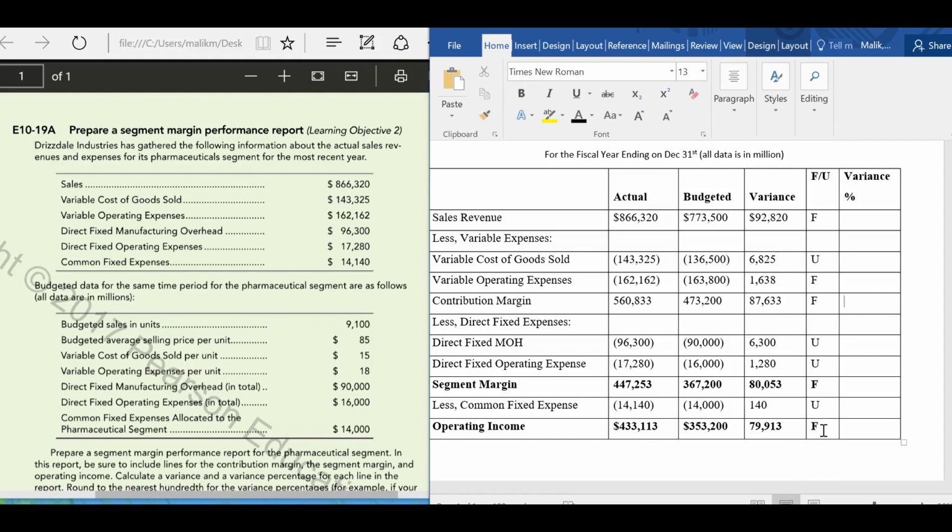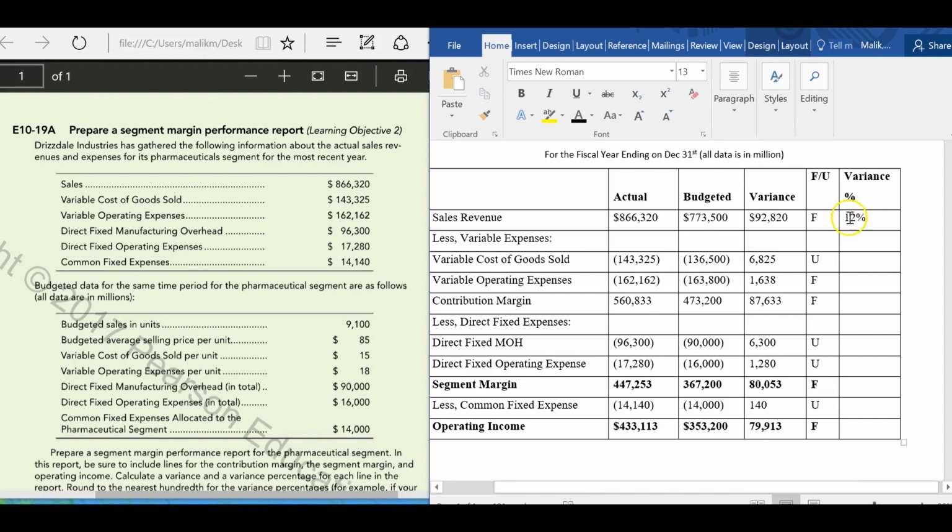Now we're gonna do the variance percentage. How can you do the percentage? Percentage is very simple. We will just express this variance in terms of these budgeted numbers. So for example, for sales revenue, our variance is 92,820. Now I'll divide it by our budgeted numbers, and this is how I'll express it as a percentage of the budgeted number. So let's do it. 92,820 divided by 773,500, and if you check it, I found it's 12%.